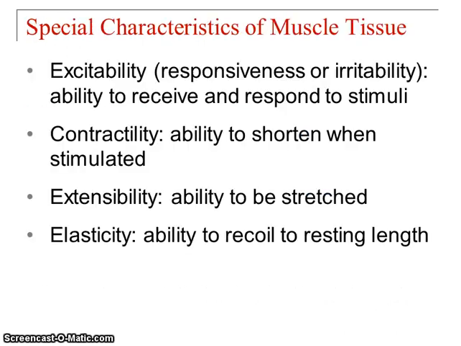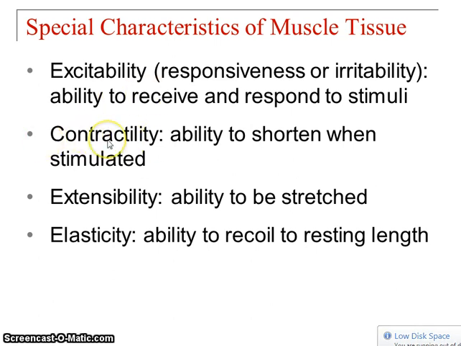Okay, special characteristics of muscle tissue. First, it's excitable. So this means it can receive and respond to stimuli. So like when your nervous system sends the signal down to your muscle cells, they get that signal, they spread it across their membrane, ions flow in, they contract.